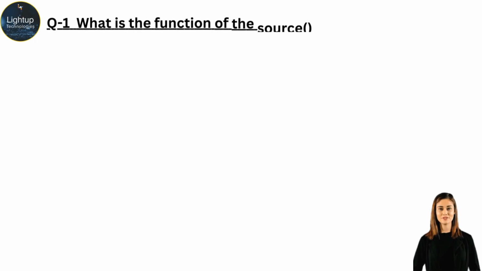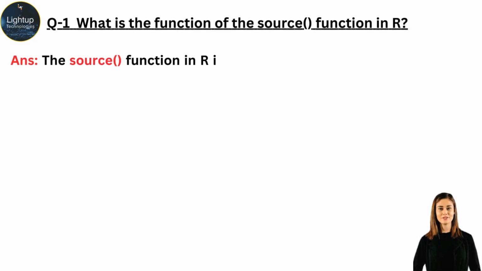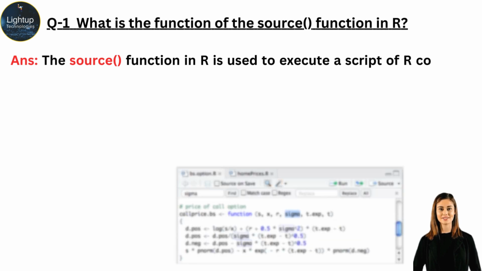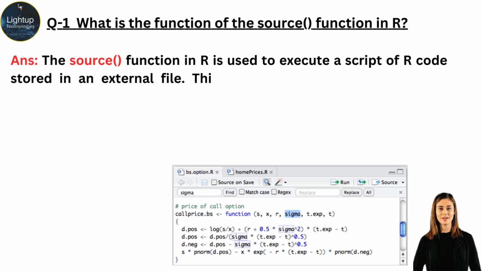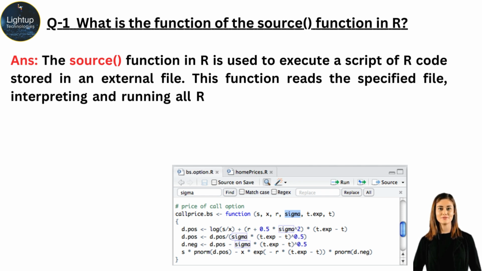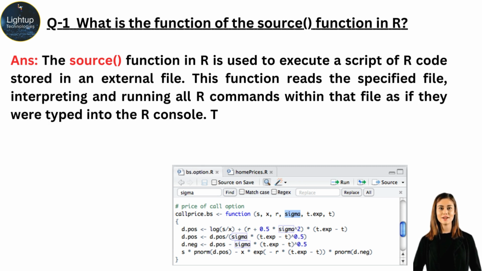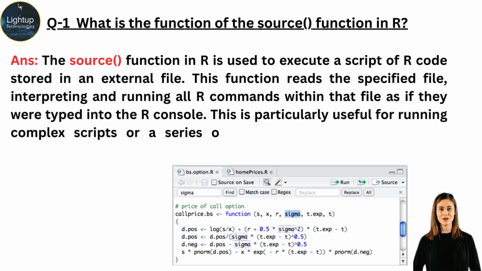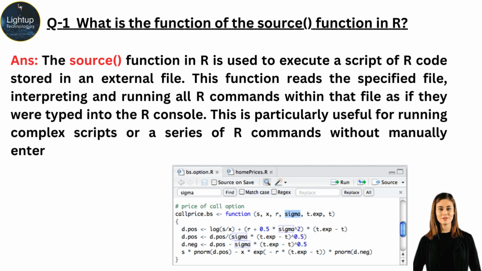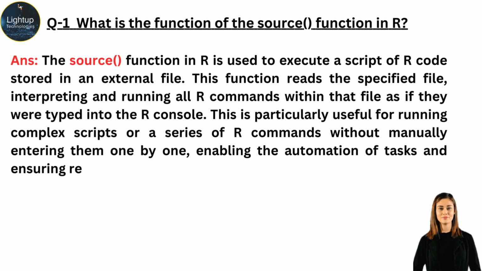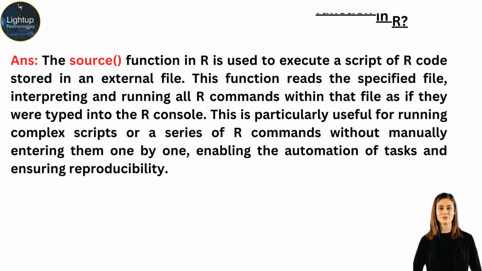What is the function of the source function in R? The source function in R is used to execute a script of R code stored in an external file. This function reads the specified file, interpreting and running all the commands within that file as if they were typed into the R console. This is particularly useful for running complex scripts or a series of commands without manually entering them one by one, enabling the automation of tasks and ensuring reproducibility.